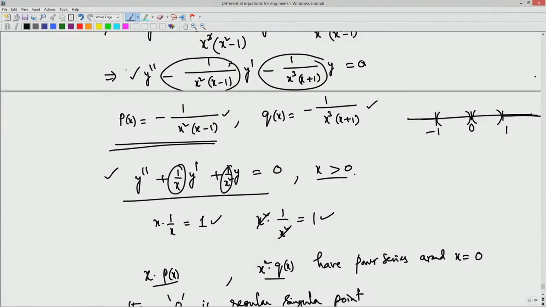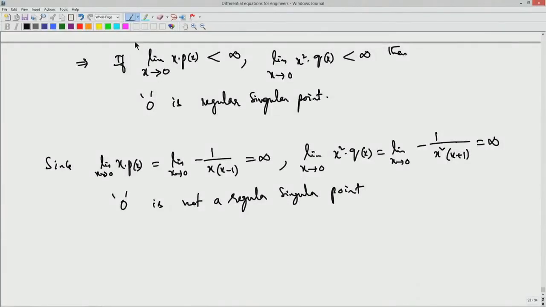What happens at x equal to minus 1 and plus 1, you can see. To do that, you simply look at x going to plus or minus 1. First you start with 1: x minus 1 times p(x) as x goes to 1, which is minus 1 by x squared (x minus 1) times (x minus 1). What you are simply left with is minus 1, which is finite.